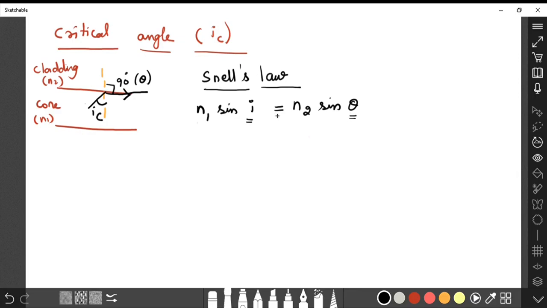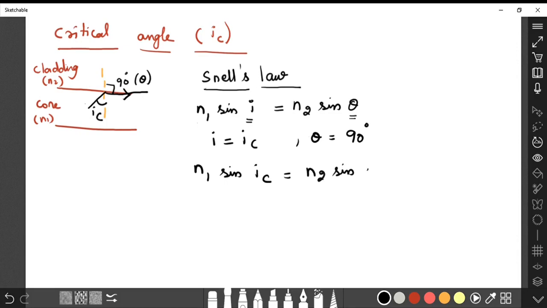Now we have to substitute the values. Here the angle of incidence I is equal to IC, so instead of I we write IC, and theta is equal to 90 degrees. This is the critical angle. Substituting these two values, N1 sin IC is equal to N2 sin 90 degrees.